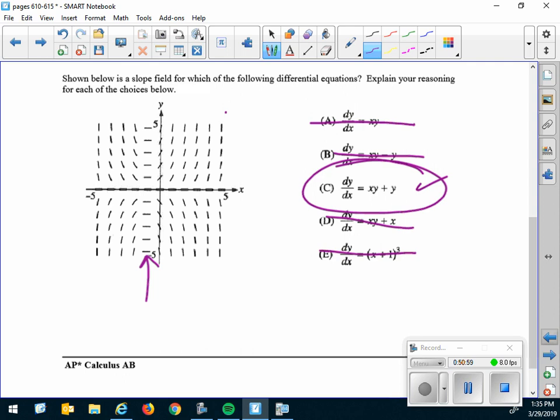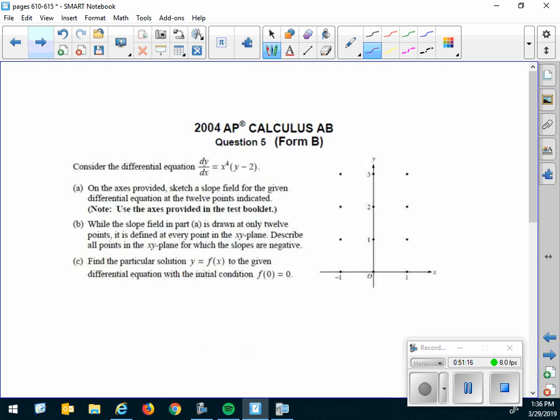Now, I do want you to see something else. I want you to look right here in quadrant 1. What do you notice? No, I'm not going there. Never mind. Forget what I said.